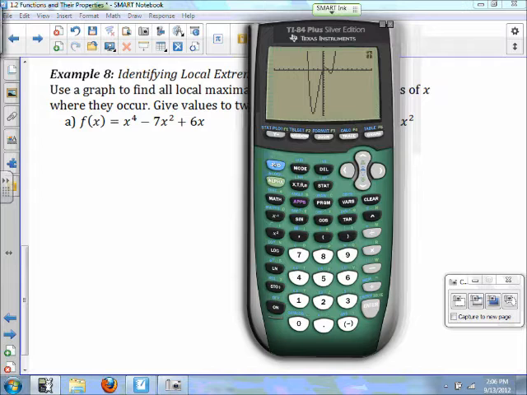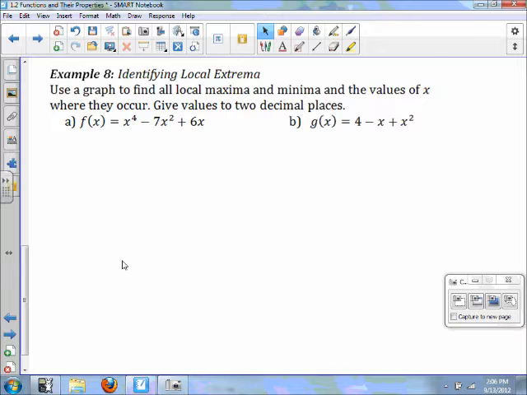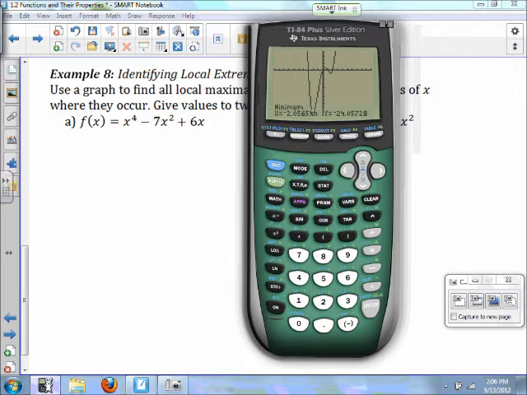Our first minimum, we press second trace, go down to minimum. And we do kind of the same thing we did for finding zeros. I want to go left of where I want to find my minimum. I want to go right of where I want to find my minimum. Again, you see the 2 arrows and then the word guess. There's our first minimum at negative 2.06 for the x value and a y value of negative 24.06. Is it an absolute minimum or a relative minimum? Well, in this case it will be an absolute minimum because that's the lowest we'll have.